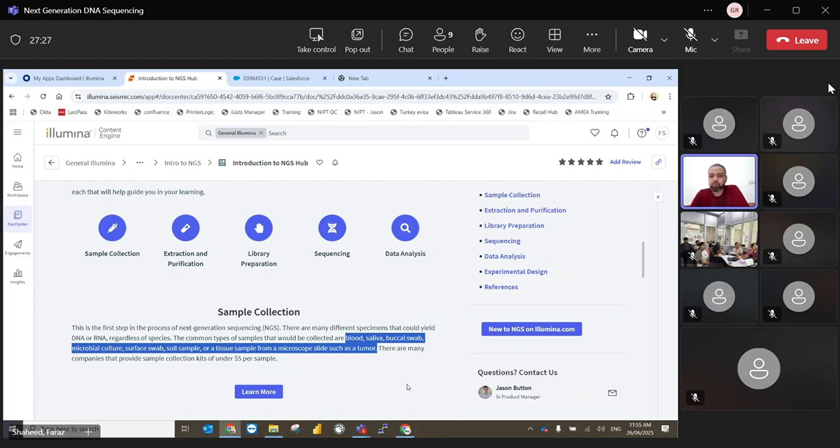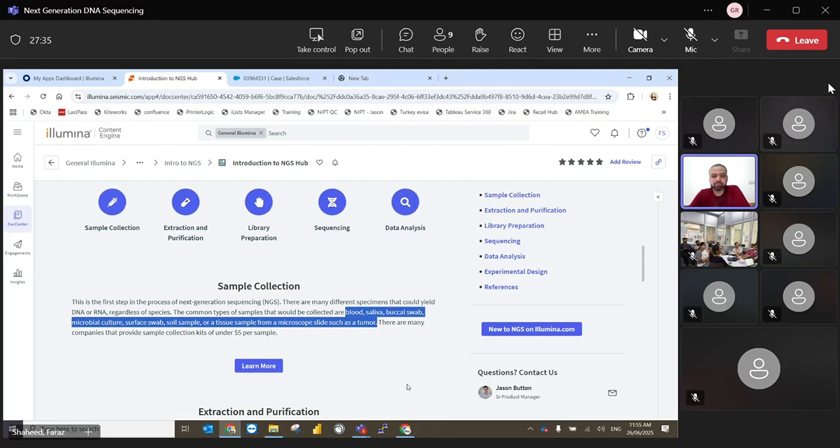Some applications we are forced to sequence degraded DNA, that is, for example, the microscope slide for a tumor. But there are ways to get data from that as well, but it becomes more and more expensive if you go towards the degraded DNA.